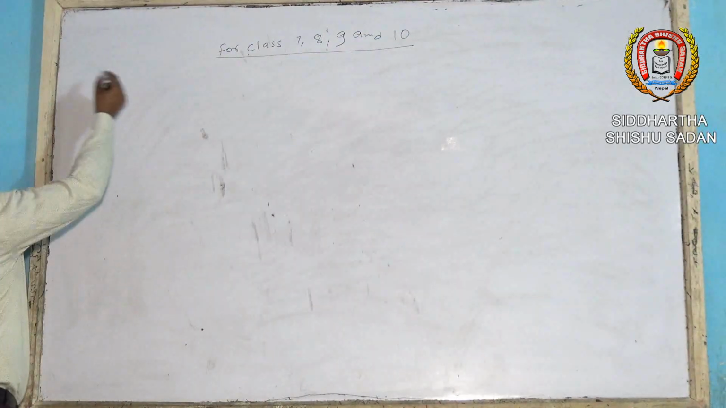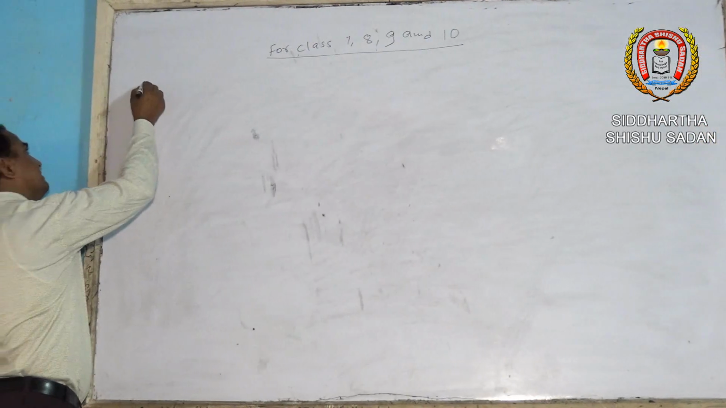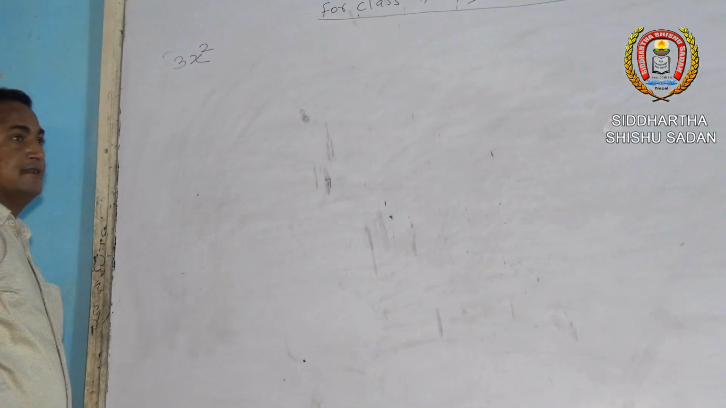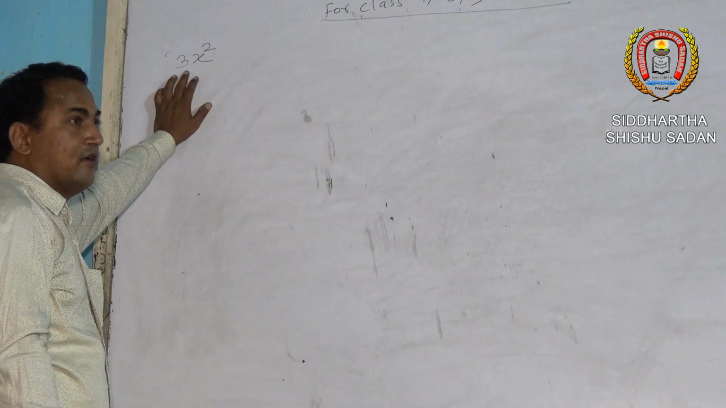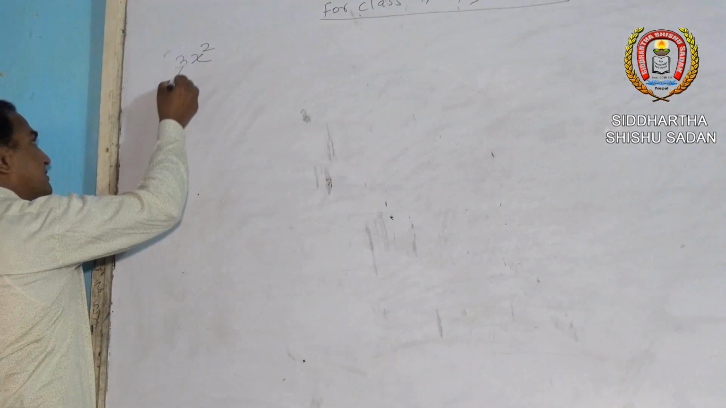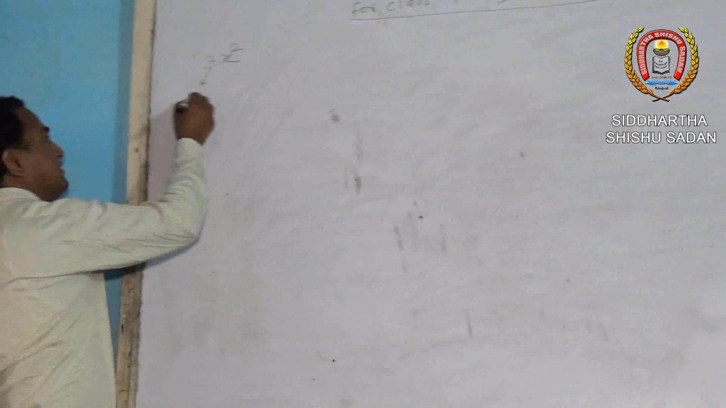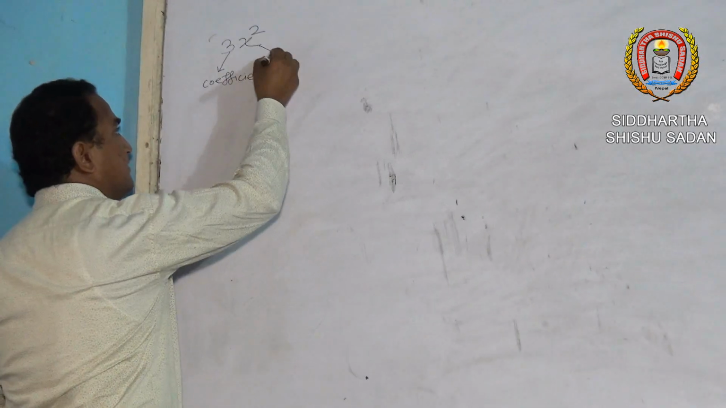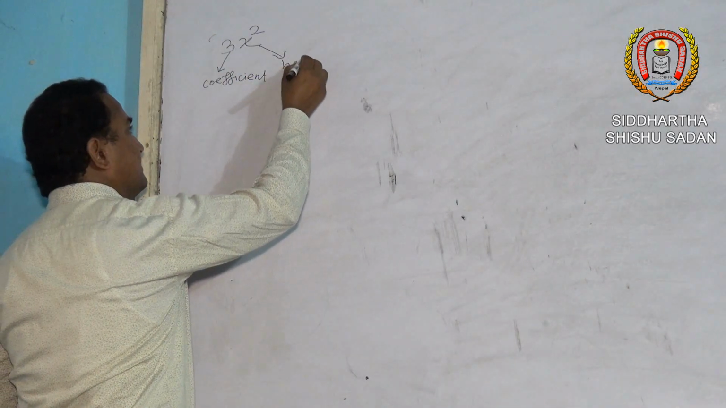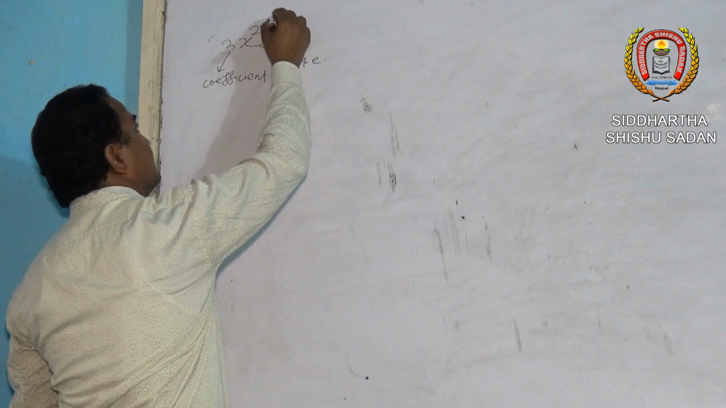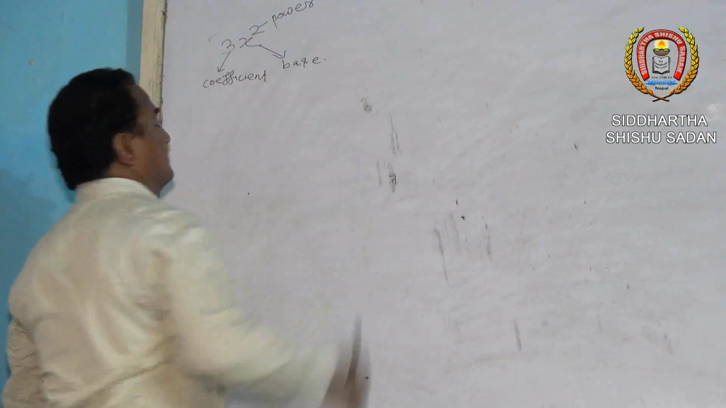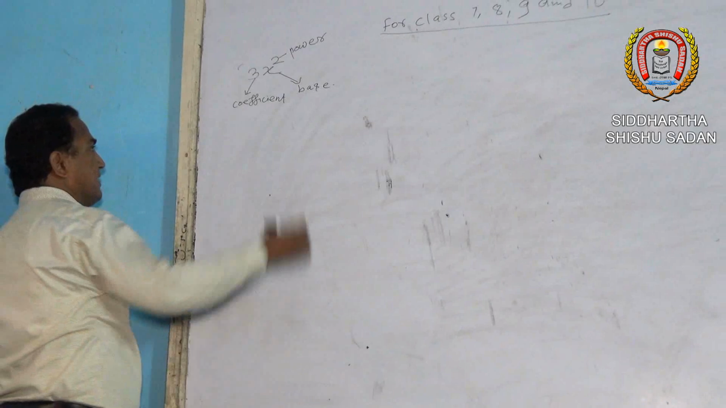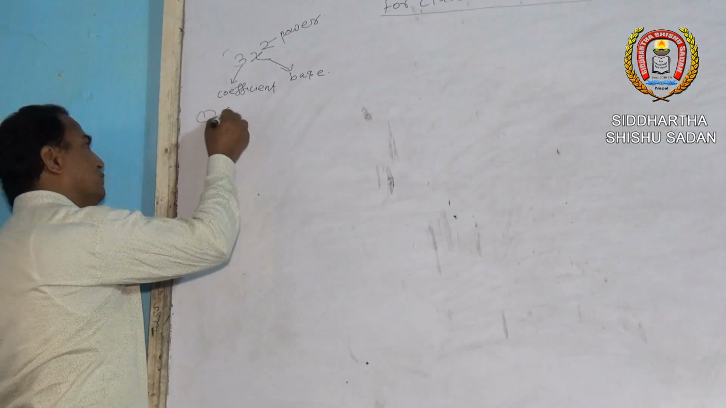First of all, look here. 3x squared. In the term, what are all these things? This 3 is the coefficient. X is the base and 2 is the power.